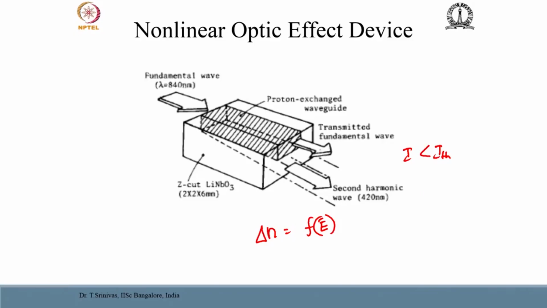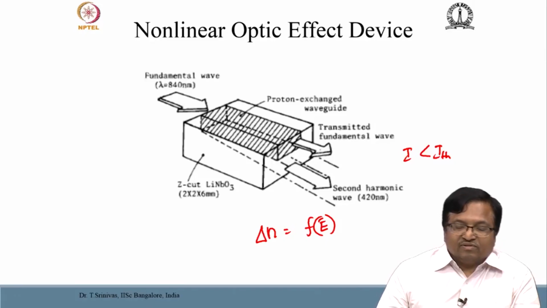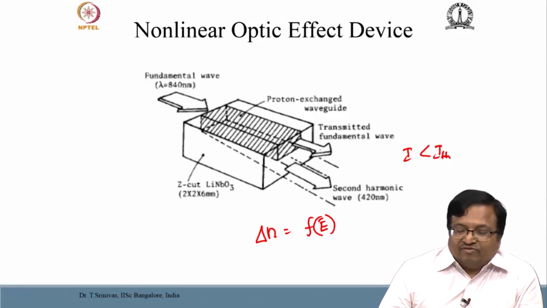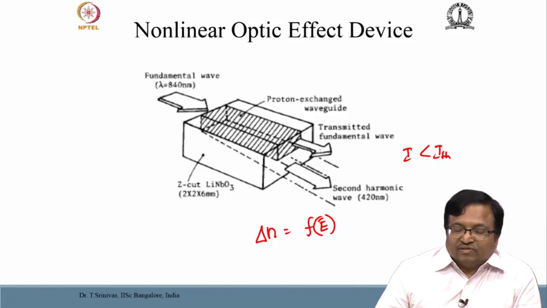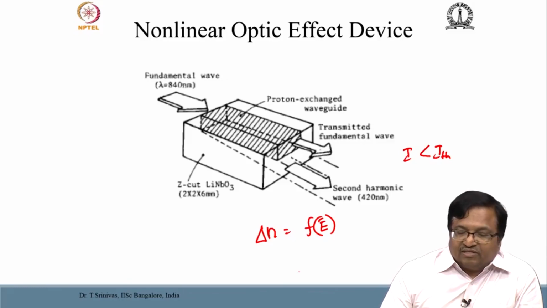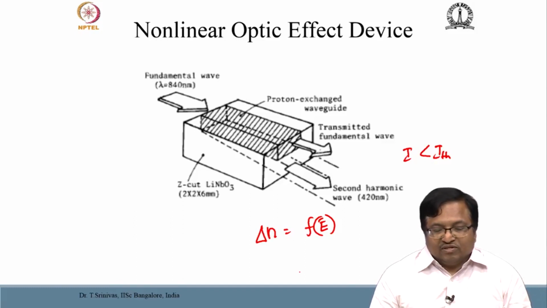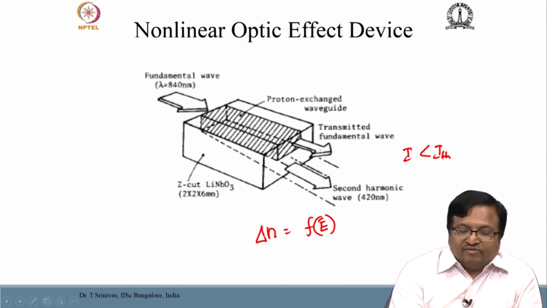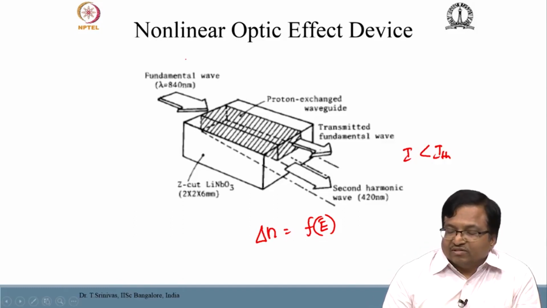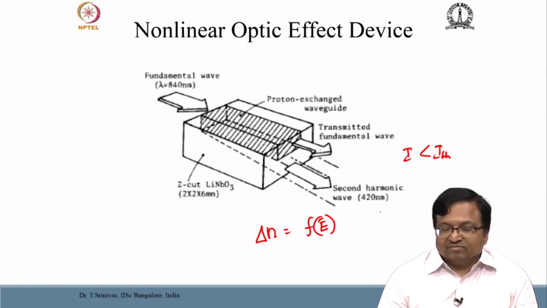In particular, there is what is called the second harmonic generation. From a given light wave of a certain frequency, you can create harmonics of that, creating light waves at different frequencies, for example double the frequency and so on and so forth. That is what is shown here. Once again, typically lithium niobate is a crystal which has many of these interesting properties. So, here what is shown is the input light wave at 840 nanometers, creating a second harmonic at 420 nanometers.